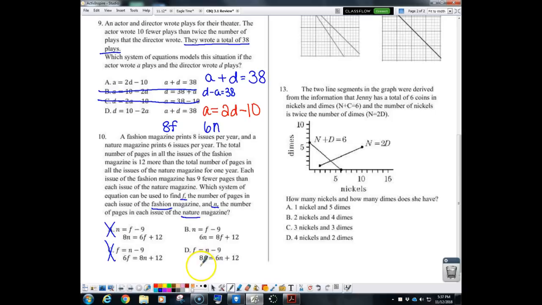8F, that's good. 8F, good. 6N, 6N. So these two are good, right? So we're dealing with B and D.